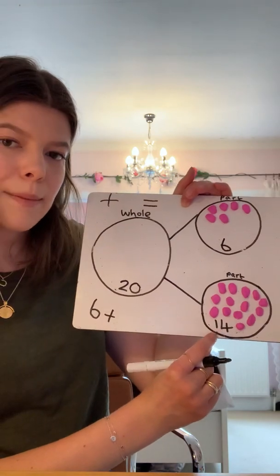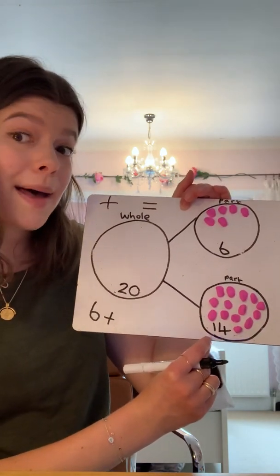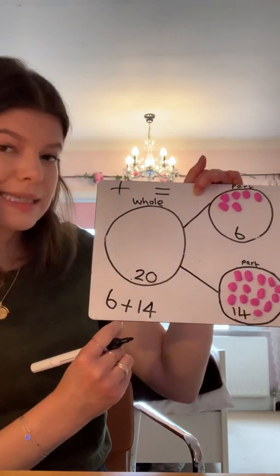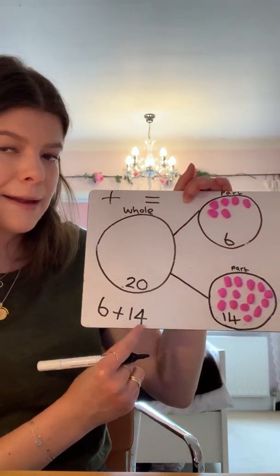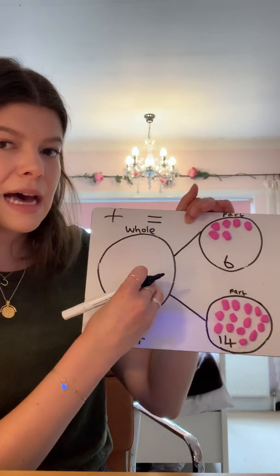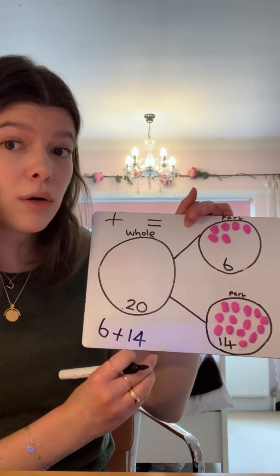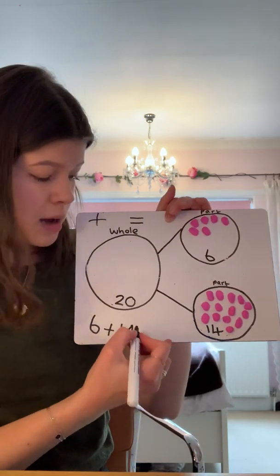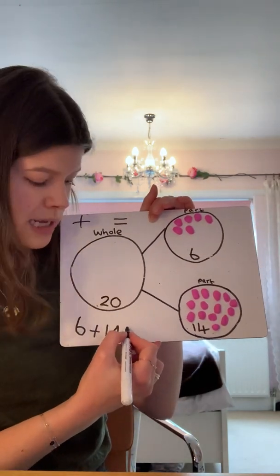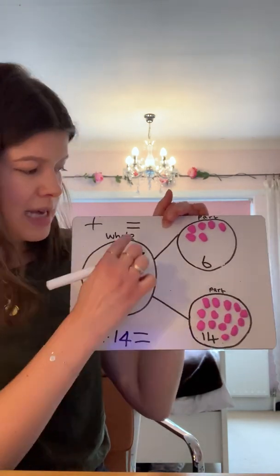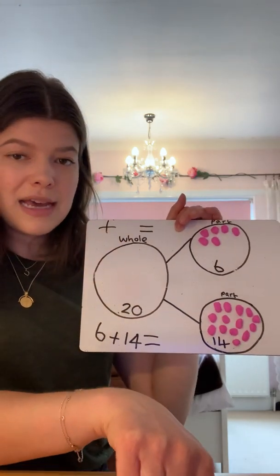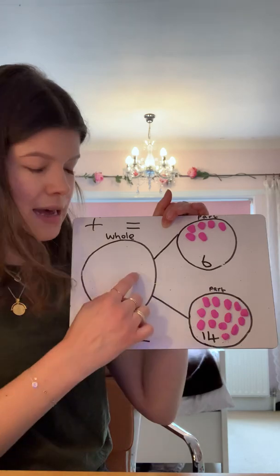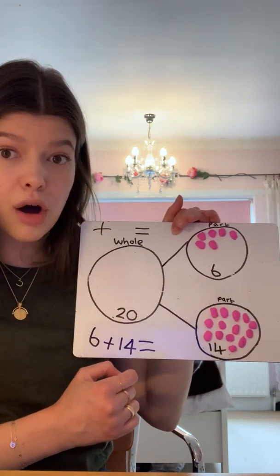How many in my second part? I'm adding my parts together. What number? 14. So far we've got 6 add 14. Now, when I add them together, I'm going to move them into the whole, okay? So we need to count how many there are to work out what it's equal to. So that's why we use the symbol is equal to, okay? So let's check when we add 6, add 14 together, how many we get. So what the whole is, what the total is.